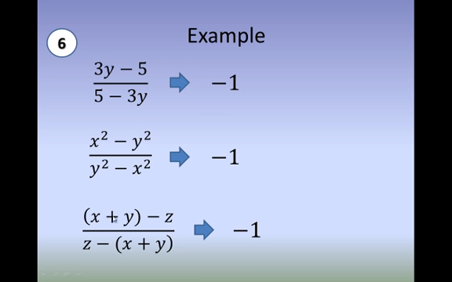This quantity or expression is also equal to negative 1. The a here is x plus y and the b here is z. So a minus b over b minus a. So you can further simplify that one as negative 1.